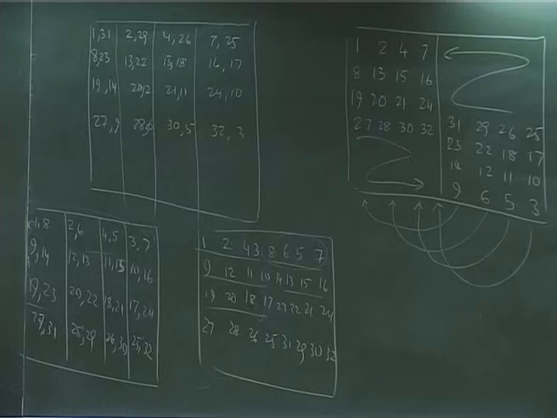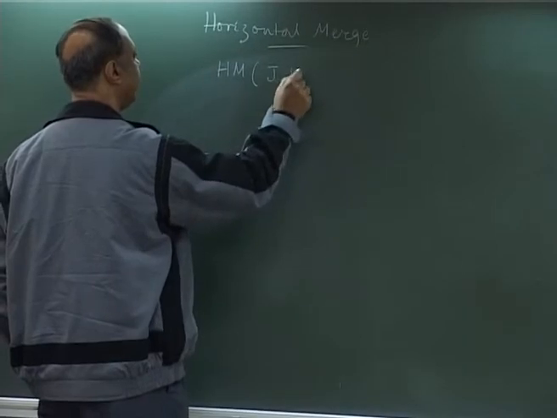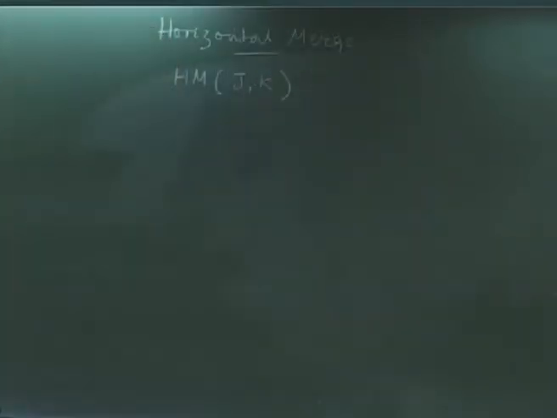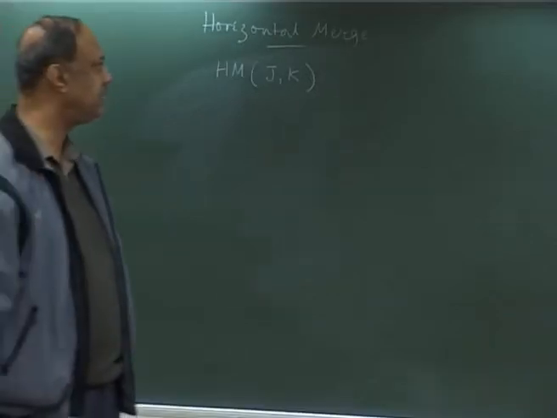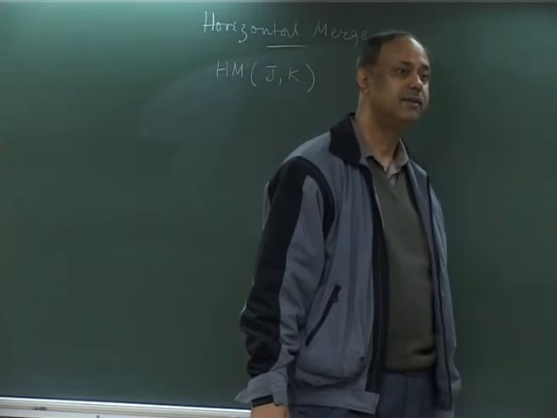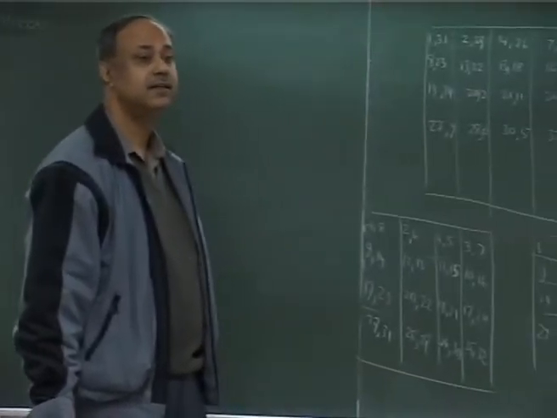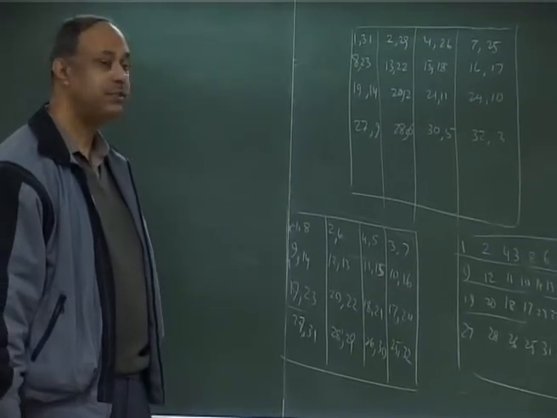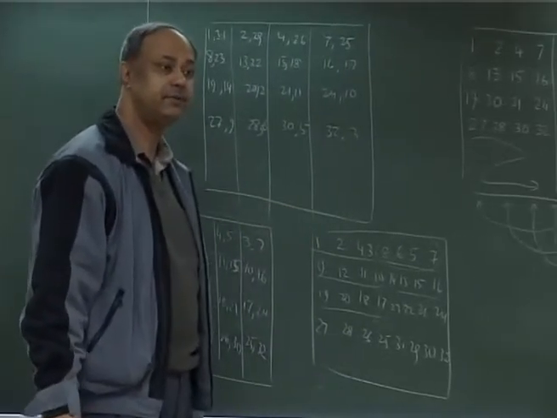So you have horizontal merge j comma k. Now tell me, what shall I write? Initial data is in what? You decide whether it is an RS register or RR register. Let us assume data is in RR register. Then what do you have to do? First thing is compare. How can you compare? How can you shift it? Because they are all in RR register, that you have decided.